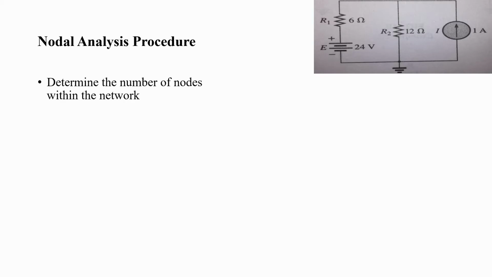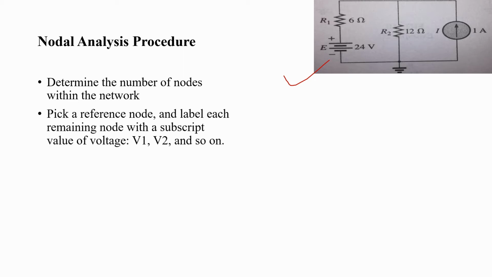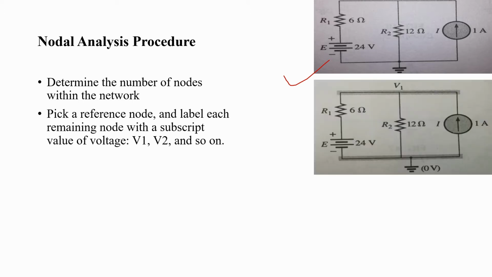Nodal analysis procedure. There are a few steps through which we can apply nodal analysis to any circuit. In the first step, determine the number of nodes within the network. First, we consider an example circuit, as you can see in the figure. Let's apply nodal analysis. When we apply nodal analysis to this circuit, we have to find a reference node and label each remaining node with a subscript value of voltage, V1, V2 and so on.